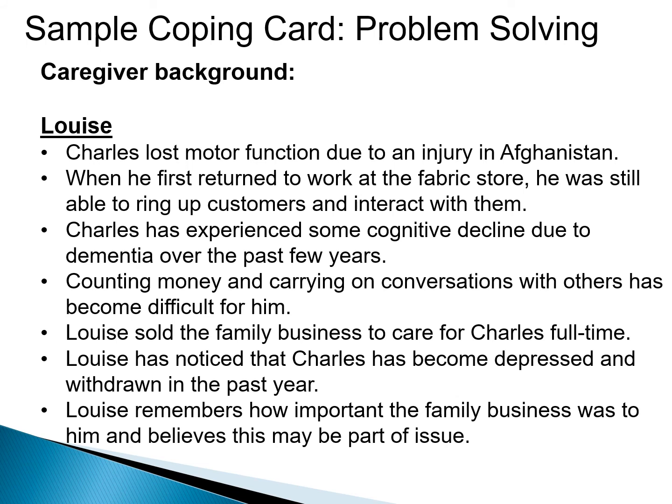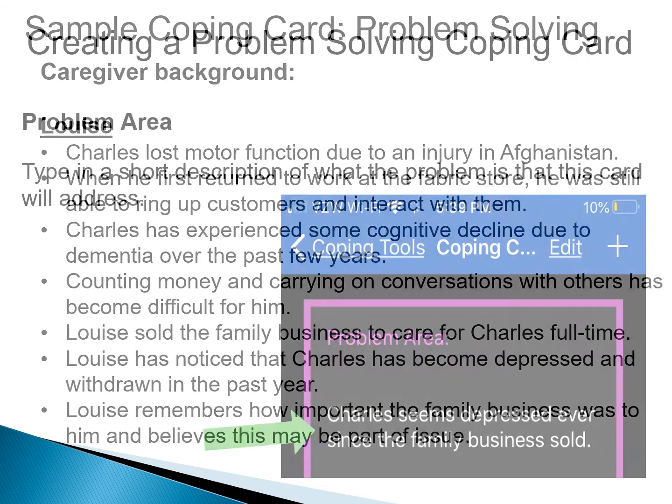Louise has noticed that Charles has become markedly depressed and withdrawn in the past year. Although Charles's recent changes could be part of his dementia, Louise remembers how important the family business was to him for so long and believes this may be part of the issue as well.